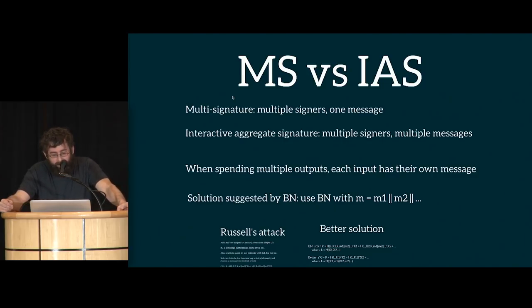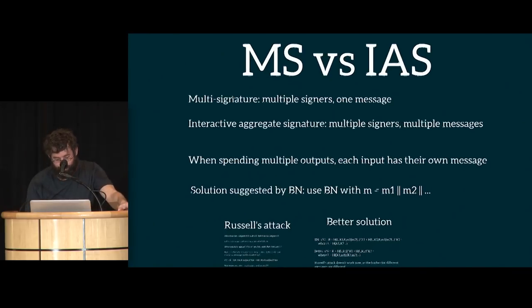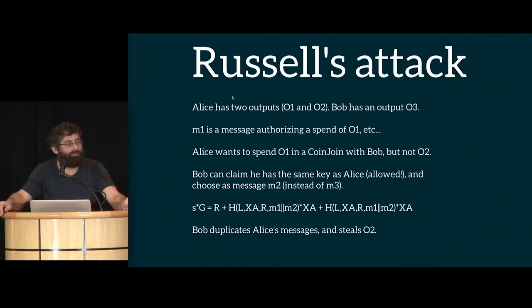So there is a very simple conversion suggested by Bellare and Neven themselves in their paper, where you can turn the multi-signature scheme into an interactive aggregate signature scheme where you just concatenate the messages of all the participants. And this seems so obviously correct that we didn't really think about it until my colleague Russell pointed out something that we've come to call Russell's attack.